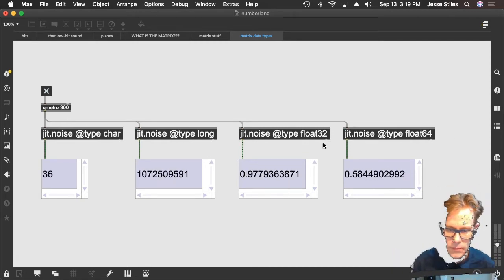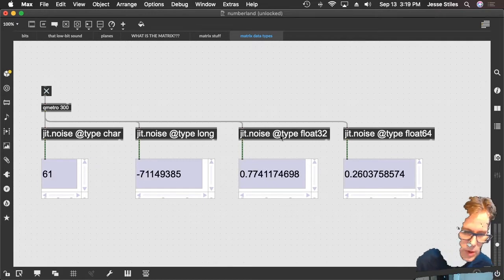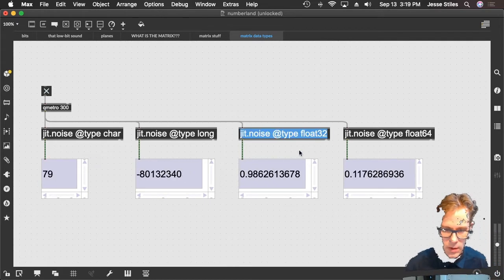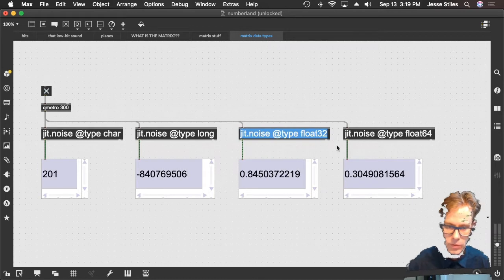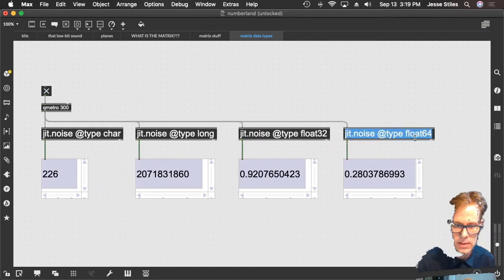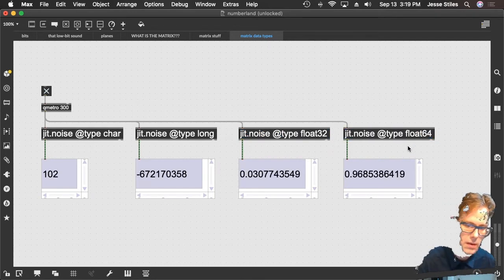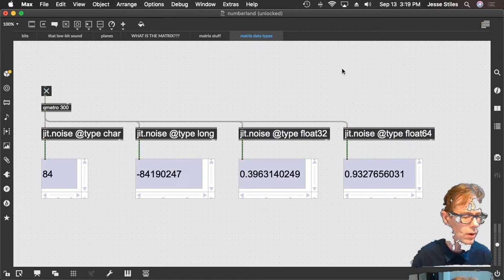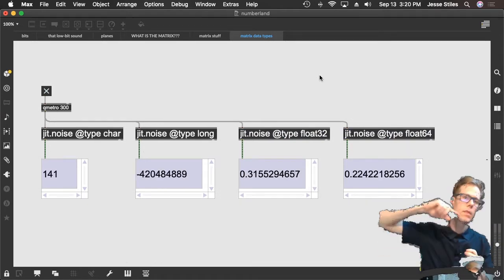And then there's 2 different flavors of floating point numbers you could get. You could get 32-bit floating point numbers if you say float 32, and you can get 64-bit floating point numbers with float 64.